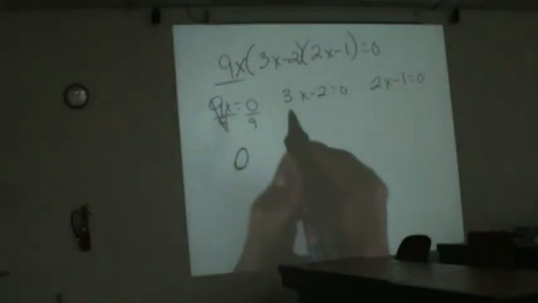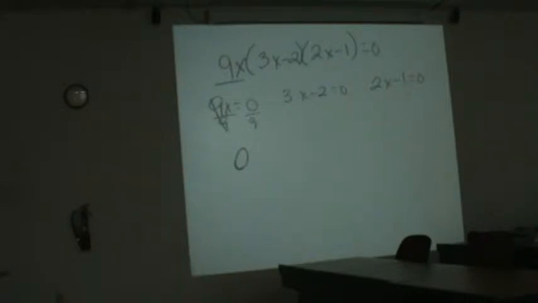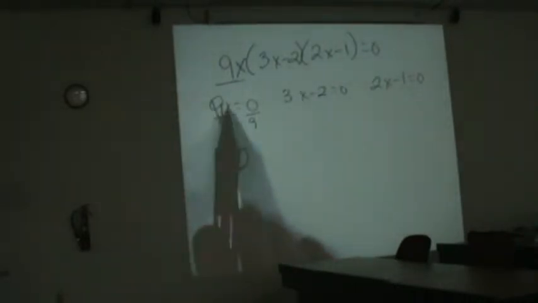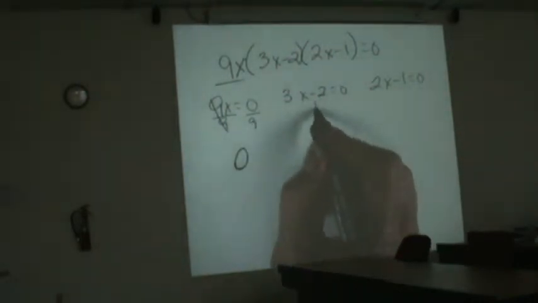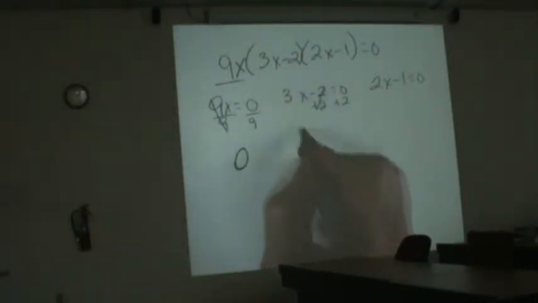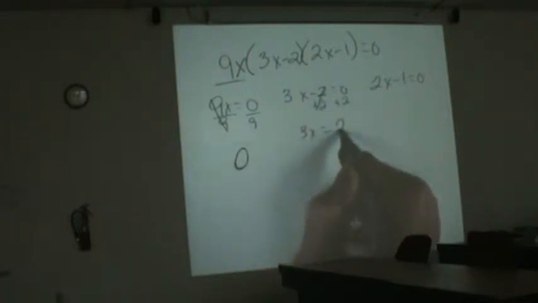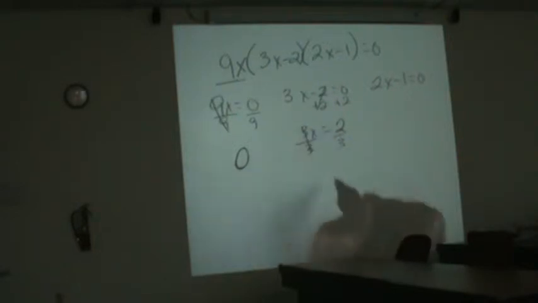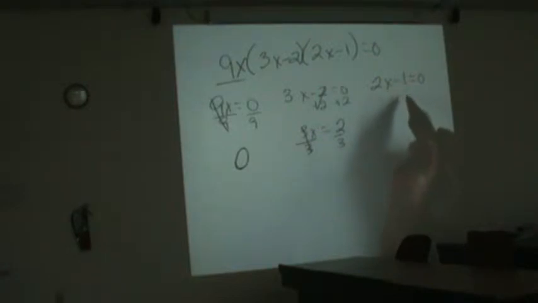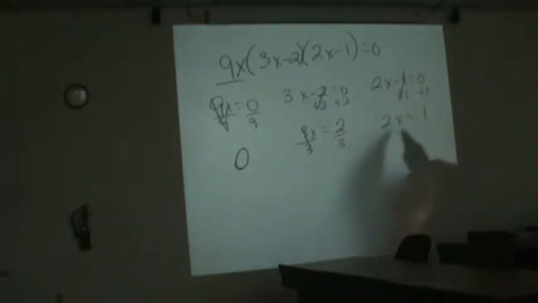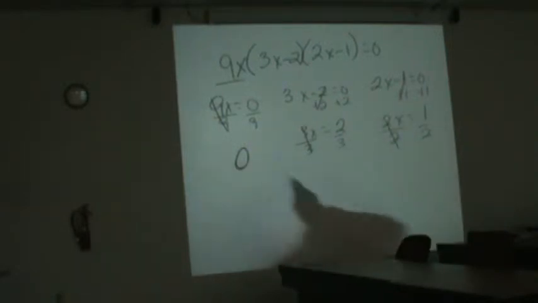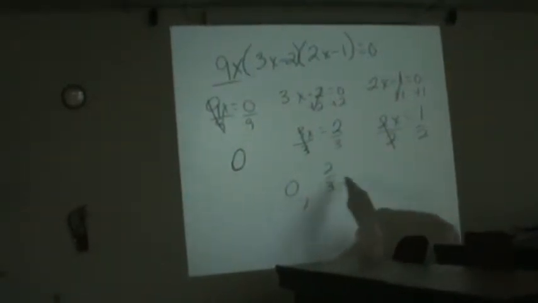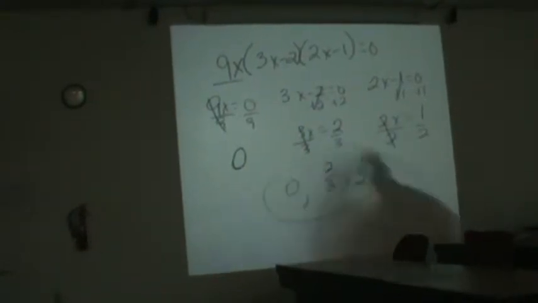It's 0 if the 0's on top. It's undefined if it's on the bottom, right? So you can have a 0 on top. 9 times 0 is 0. Okay. This one, add 2 first. So you have 3x equals positive 2. And then what? Divide by 3. So you got 2/3. What about this one? First thing, add 1. 2x equals 1. Then what? Divide by 2. So we've got 0, 2/3, and 1/2. 3 answers for that one.